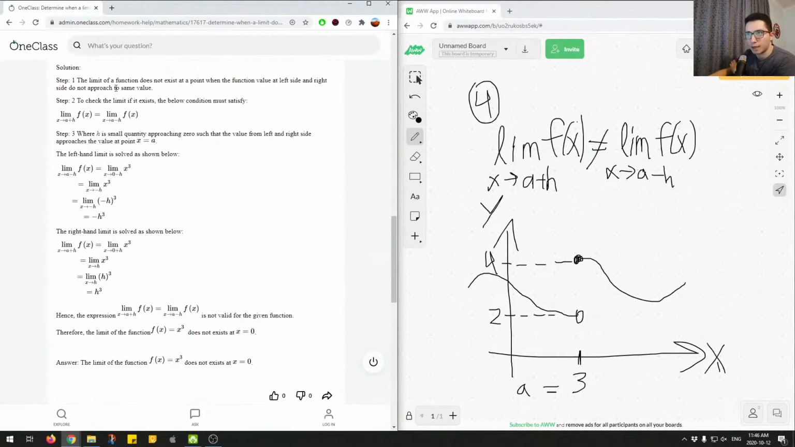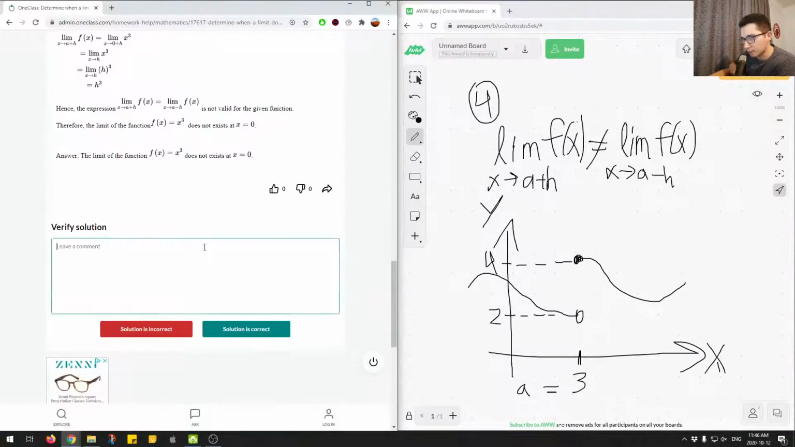So those are the two examples, and I've provided two other examples from a visual perspective of a graph of where the limit exists and where the limit does not exist. So this answer is correct. Correct answer, great job, and we'll mark this as correct.